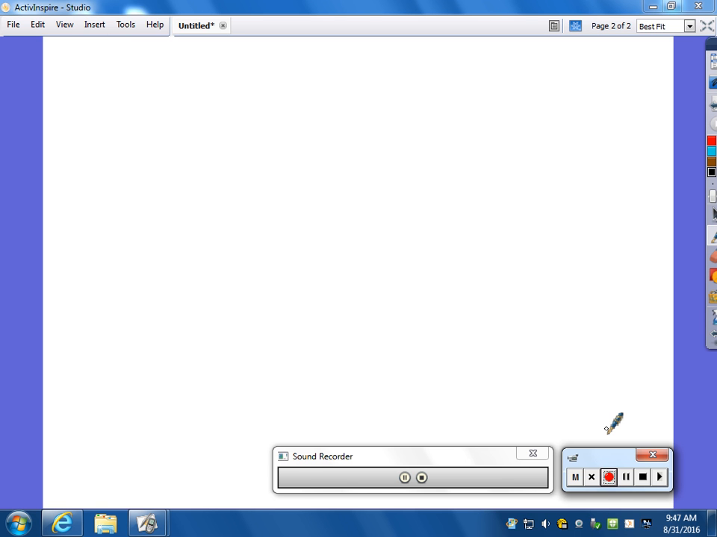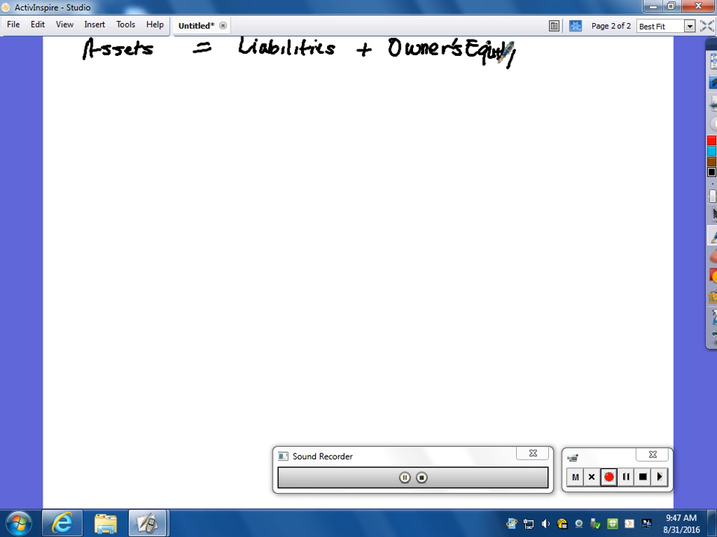So assets equal liabilities plus owner's equity. Yes? And this is exercise 1-13. Now, we have how many transactions here? We have letters A through J. And as we go along, we'll figure out what assets we're dealing with and what, et cetera, et cetera.